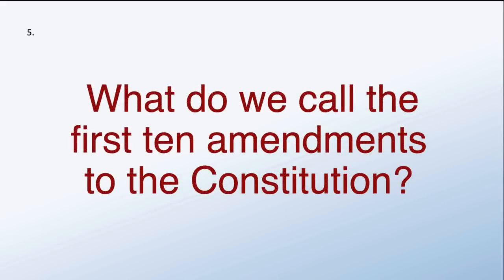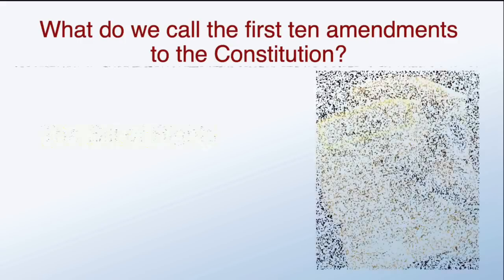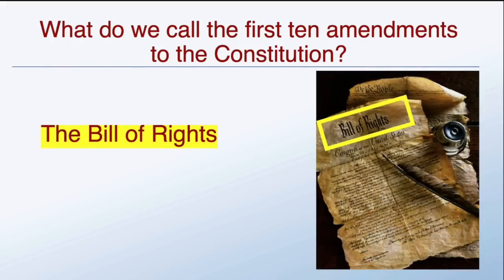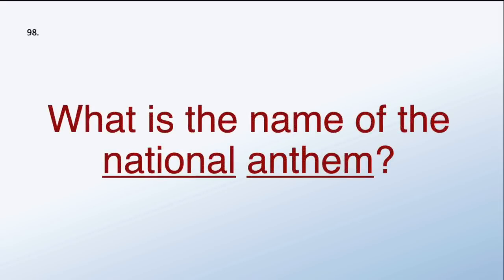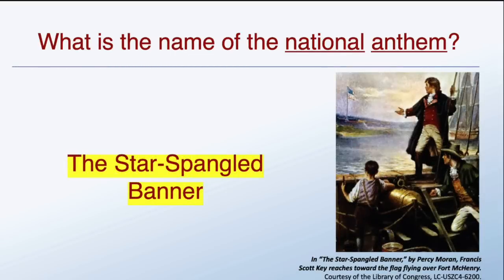What do we call the first 10 amendments to the Constitution? The first 10 amendments are called the Bill of Rights. What is the name of the national anthem? The national anthem is the Star-Spangled Banner.